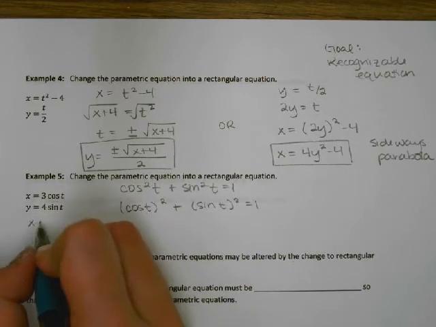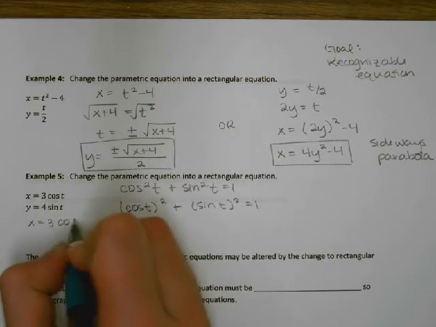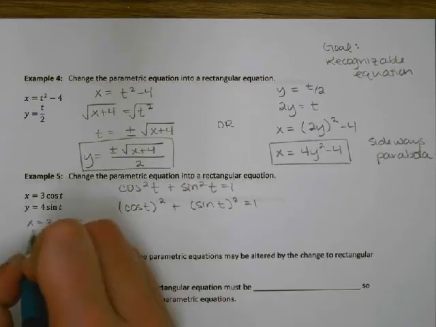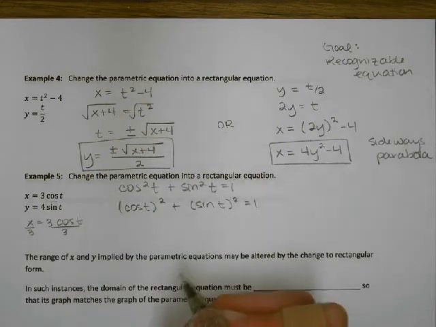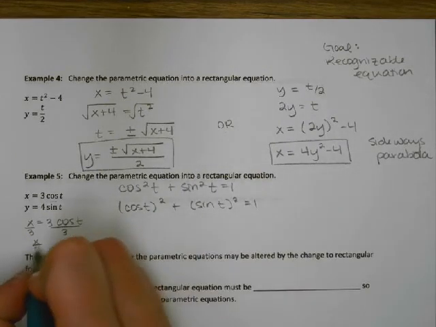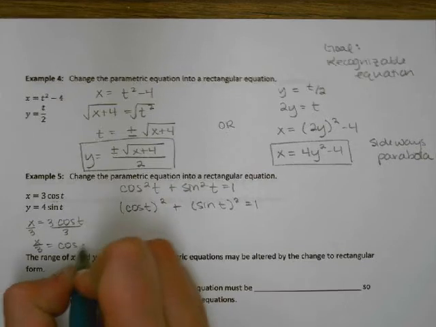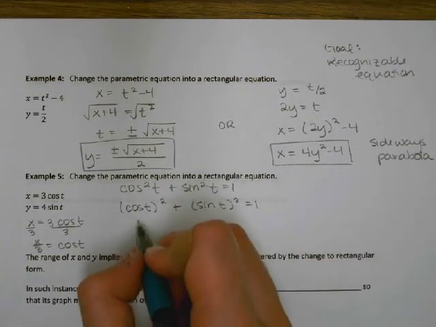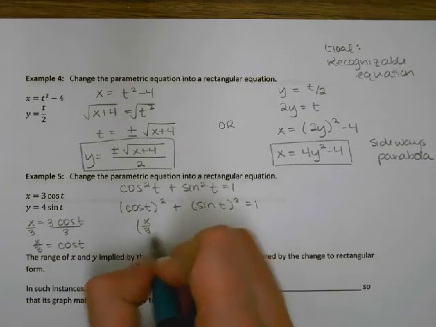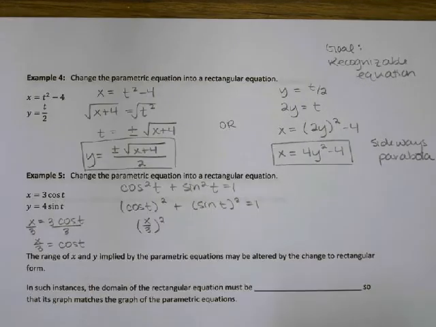So if I have x equals 3 cos t, then I can go ahead and divide by 3. And so I know that x over 3 equals cos t. So I can take the cos t and substitute in an x divided by 3 in its place. And now I've eliminated the t, or I've eliminated the parameter, for that equation.